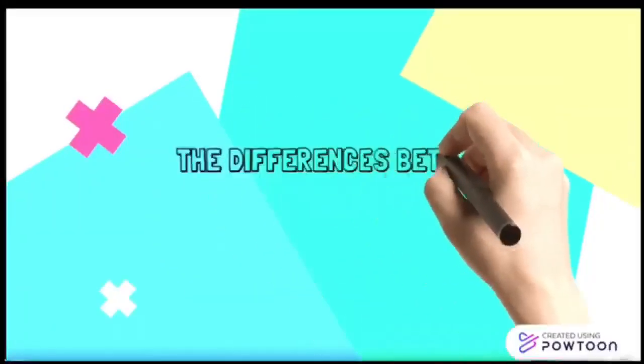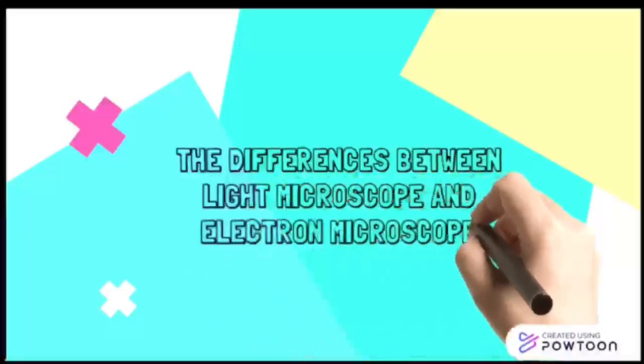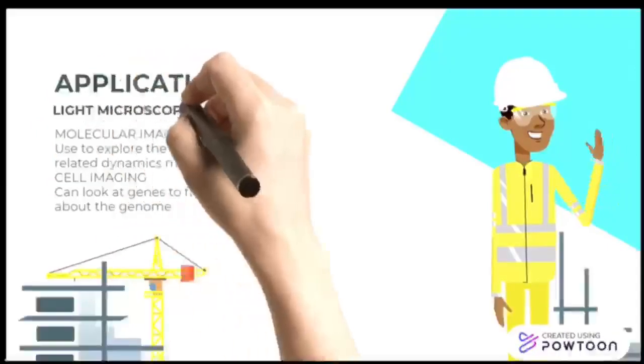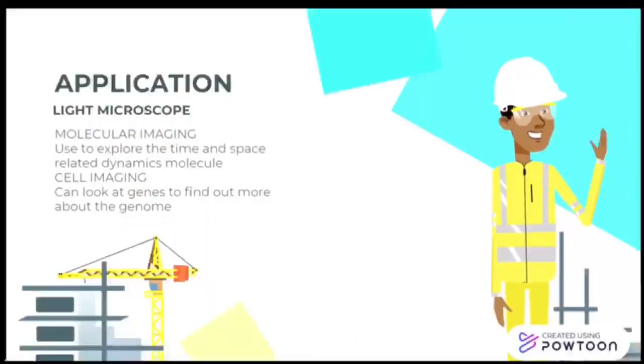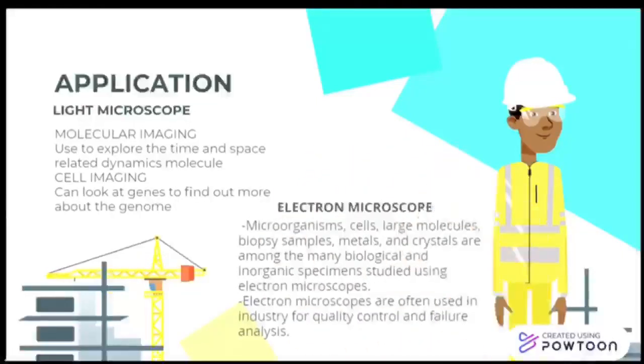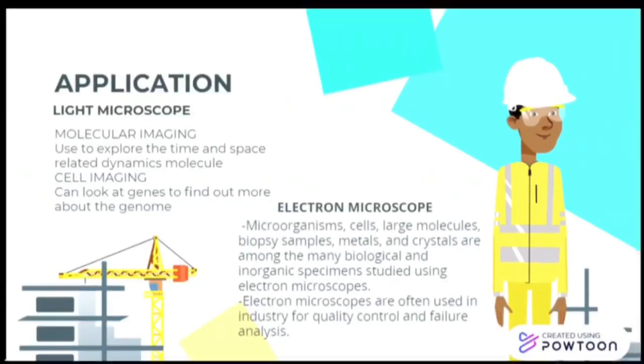Next, the differences between the light microscope and the electron microscope. Application: the light microscope has two applications, which are molecular imaging and cell imaging. For the electron microscope, many biologists use it to study microorganisms. And the second one is that electron microscopes are often used in industry.